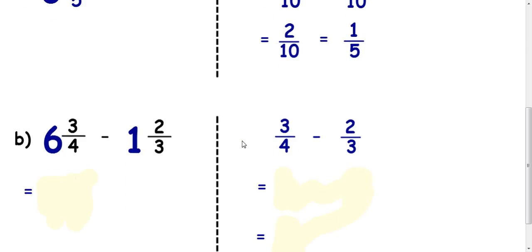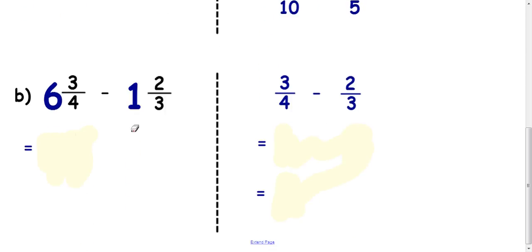Okay, last question. Same idea. Do the fraction part first. Do the 3/4, take away the 2/3. So lowest common multiple is 12. 3 times 4 is 12. And I'm saying, what do I multiply 4 by to get 12? You times by 3. Do the same to the top, it's 9.